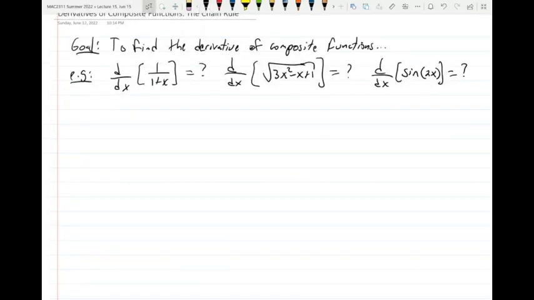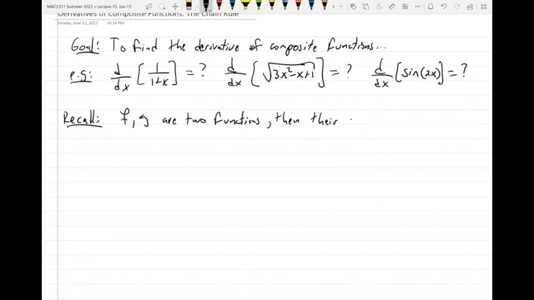So remember, when you have two functions, there are several operations that you can do. You can add them, subtract them, multiply, etc. Another thing that you can do is plug one function into the other. Okay? When you do this, we call this function composition. So recall, if f and g are two functions, then their composition is the following. So there are two compositions that you can do.